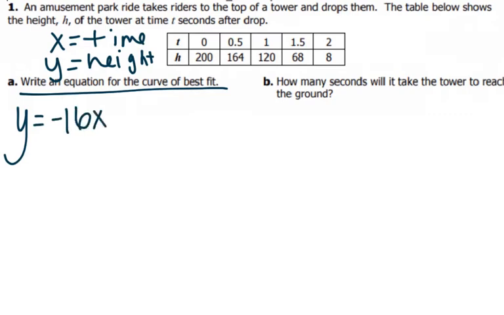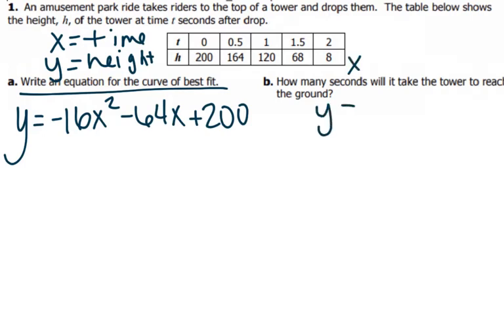So here's what I got. Hopefully you got the same thing. Okay, and then I'm going to read part B to figure out what I'm doing. So how many seconds, x, will it take the tower to reach the ground? And if you were on the ground, you were at a height of 0.